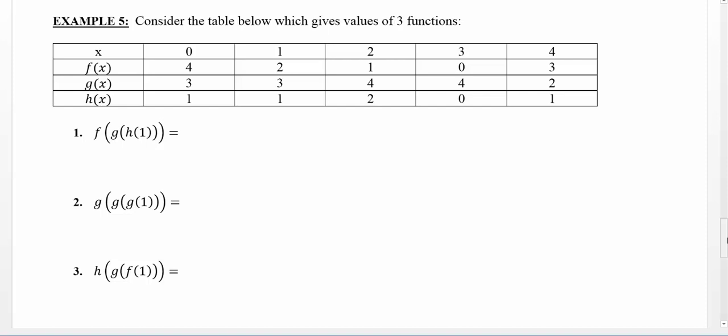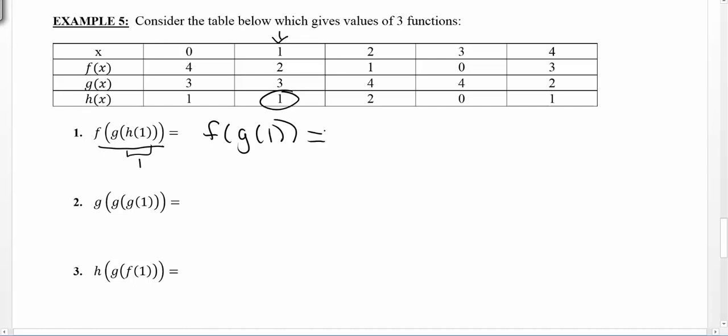So for example, let's look at number 1, f of g of h of 1. So like before, we're going to start on the inside and work our way out, which means the first step is to find h of 1. h of 1 means that we're going to go to the independent value of 1 and go down to the h function to find the corresponding output. The corresponding output is 1. So that means instead of h of 1, we're going to substitute in the dependent value we found, which was 1. This results in a new function that we have to evaluate.